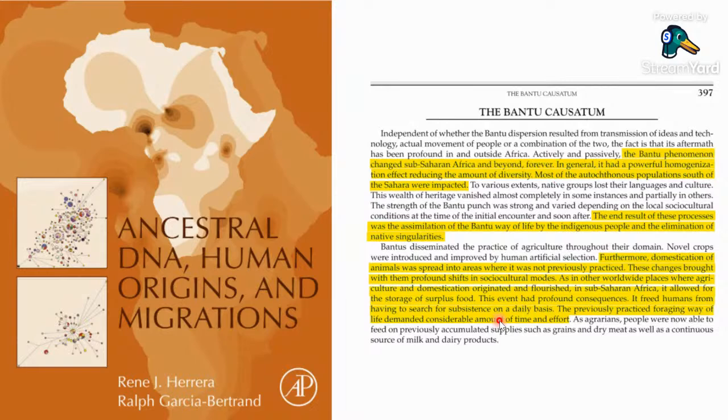So the Bantus brought domestication of animals, and they also brought food agriculture into sub-Saharan Africa. That was not there 3,000 years ago, or let me go back a little further. That was not there 8,000 years ago. That was not there 10,000 years ago. This was just brought there recently in the BC period.